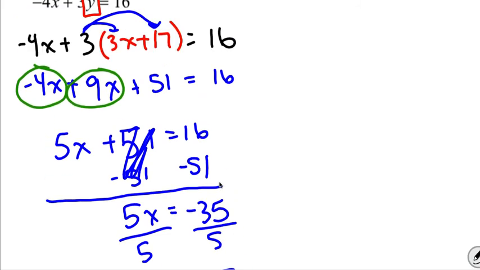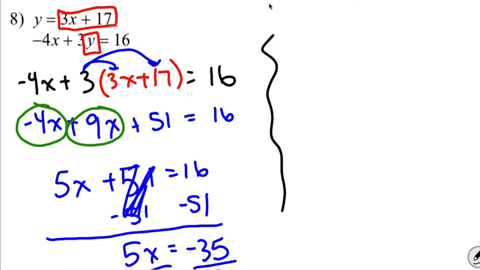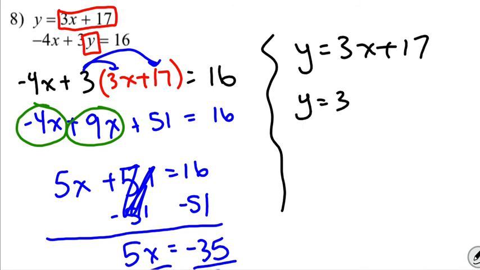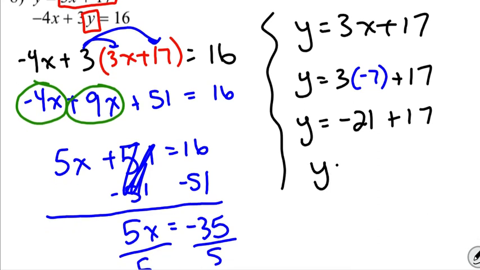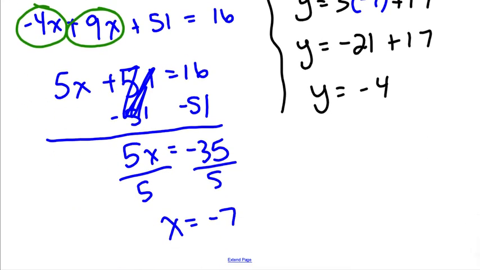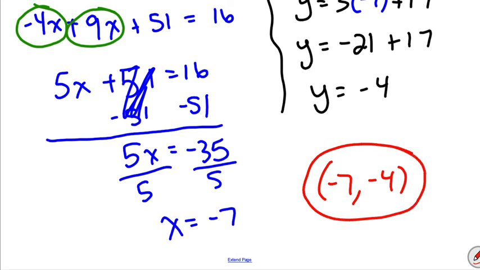Last thing, take your negative 7, we're going to come back up here, y equals 3x plus 17, and I'm replacing the x with what I just got here, negative 7, plus 17. So what do we get? Y equals 3 times negative 7 is negative 21, plus 17. Y equals negative 4. Final answer written as a point, negative 7, negative 4, and we are finished.